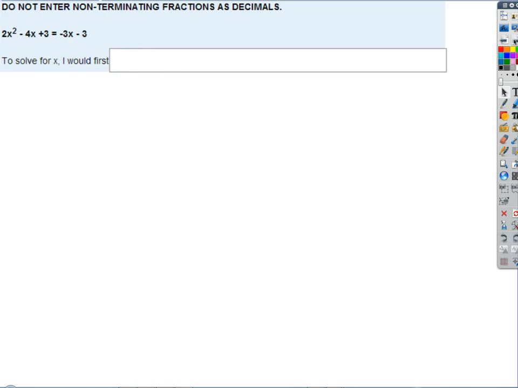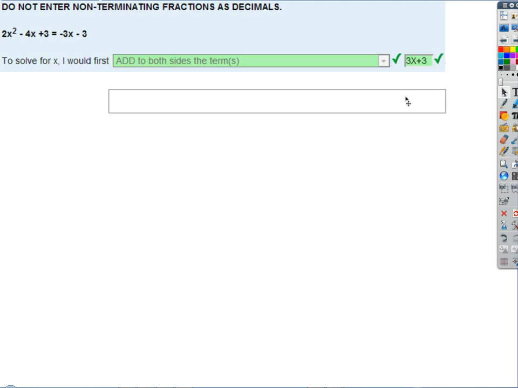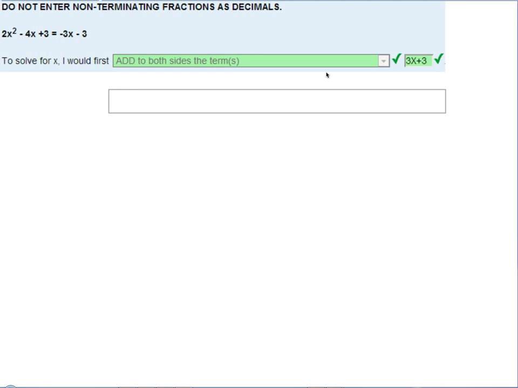Okay, what about this one? Add 3x plus 3. Yeah, good. Because once again, I can't isolate x here, can I? I've got x squareds and x's, so I've got to get the whole thing equal to 0. So to get it equal to 0, I have to add 3x plus 3 to both sides, right? Okay?